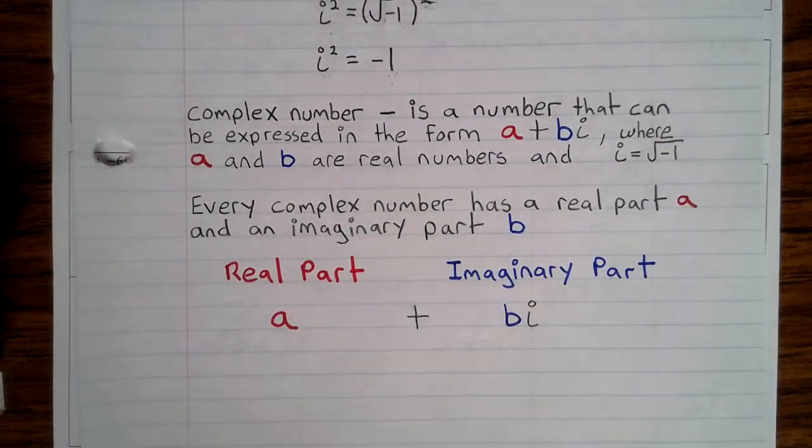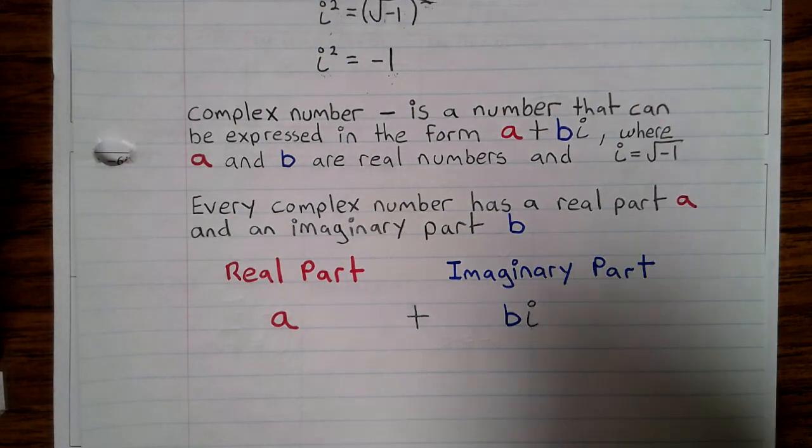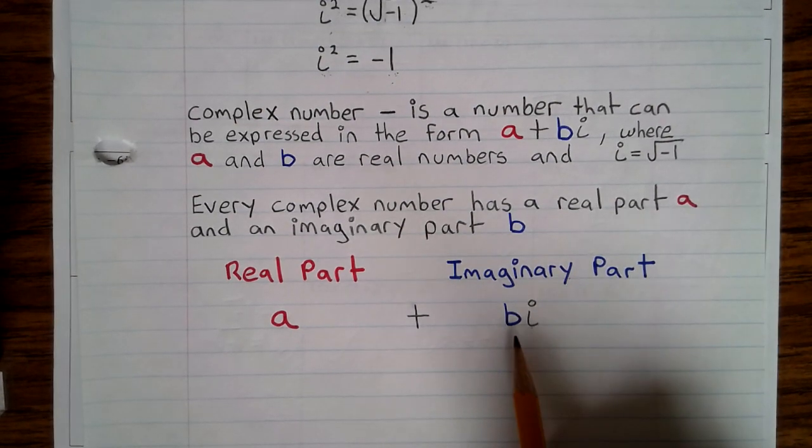All right, a complex number is a number that can be expressed in the form of a plus bi, where a and b are real numbers and i is the square root of negative 1. Every complex number has a real part a and an imaginary part b. So the real part a plus the imaginary part bi.